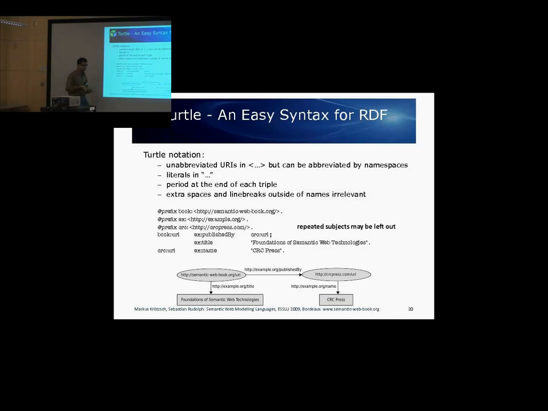And let's say I have to change my namespace, if the book moved from semantic-web to semantic-web.book.org, it's going to reflect in the entire document and any place where this document is used. So that's one of the advantages you get if you use the prefix notation.